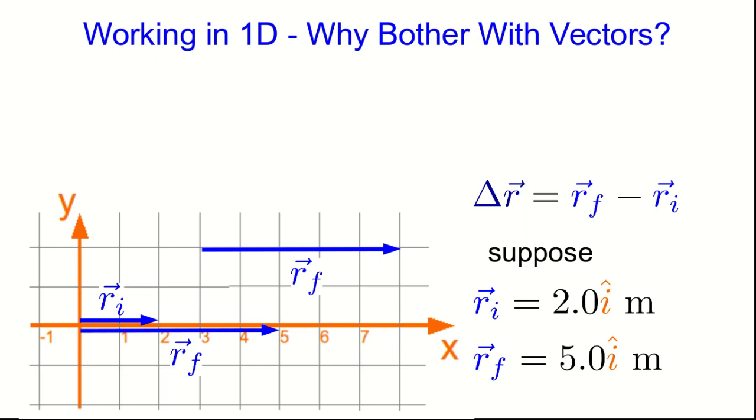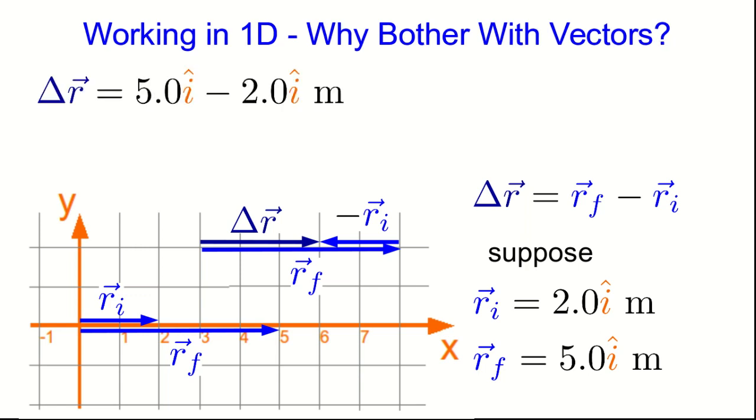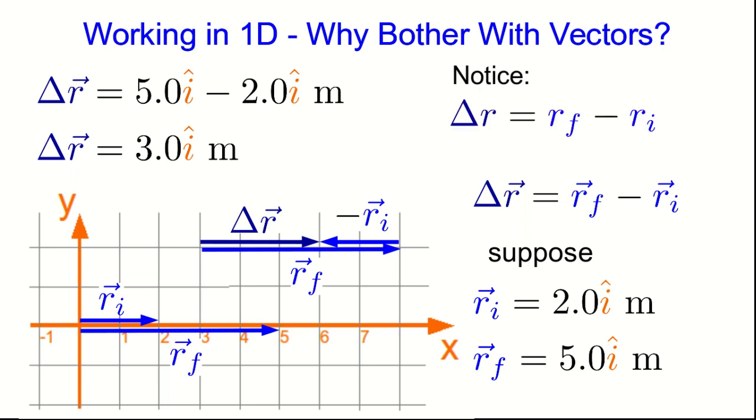To subtract them, let's take r_f, and we'll flip r_i around and put it tail to tip with r_f, and then delta r, the displacement, is here. Working with the numbers, I have delta r as just this, and that gives 3 i hat meters. Well, so what? Well, notice something. The magnitude of r_f was 5 meters, and the magnitude of r_i was 2 meters. And so it looks like I could have just subtracted their magnitudes to get the correct magnitude, 3 meters, of delta r. Can I always do this?